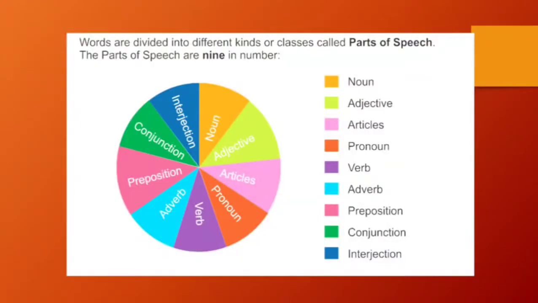Part of speech is being shown in this picture. Words are divided into different kinds or classes called parts of speech. The parts of speech are 9 in number: noun, adjective, articles, pronoun, verb, adverb, preposition, conjunction, interjection.